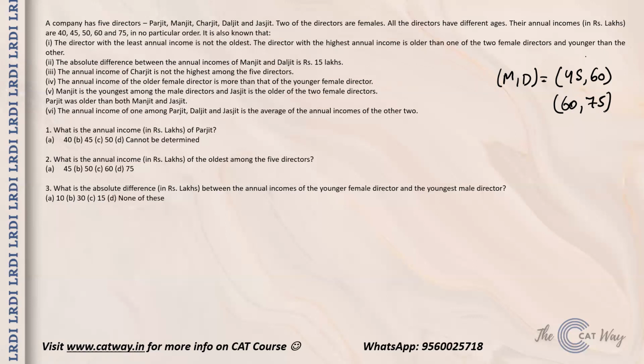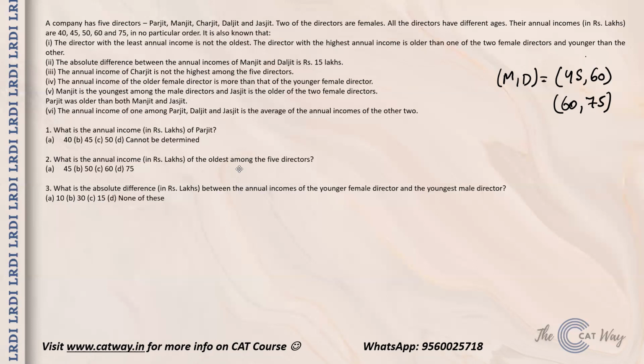Now, the annual income of Charjit is not the highest among the 5 directors, and the annual income of the older female director is more than that of the younger female director. Now, Manjit is the youngest among the male directors, and Jasjit is the oldest of the female directors, whereas Prajit is older than both Manjit and Jasjit. All right, guys. Now, the annual income of one among Prajit, Daljit, and Jasjit is the average of the annual incomes of the other two.